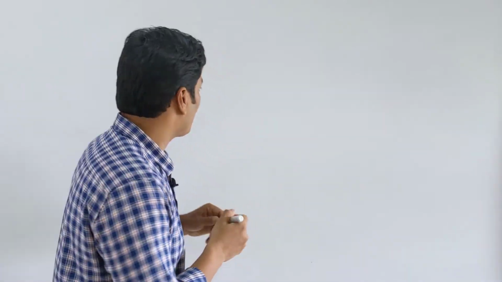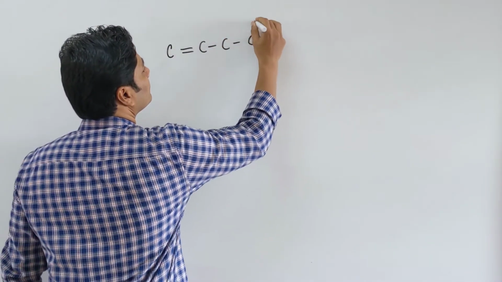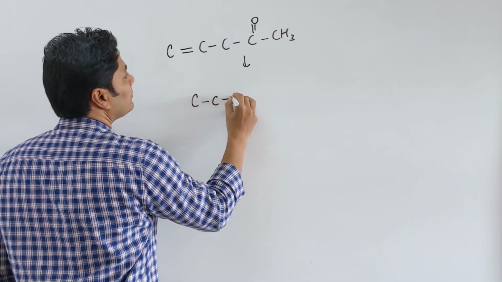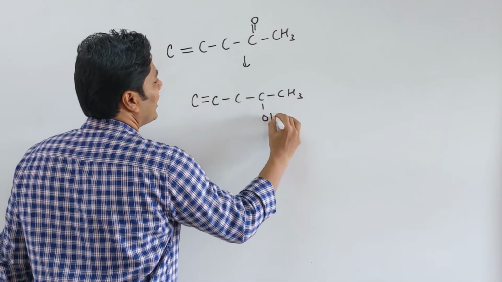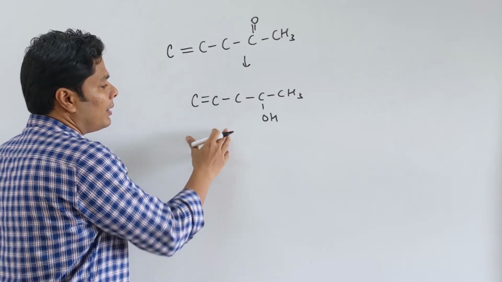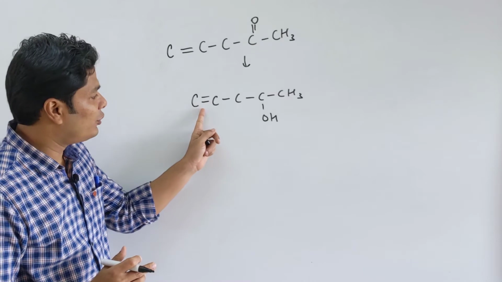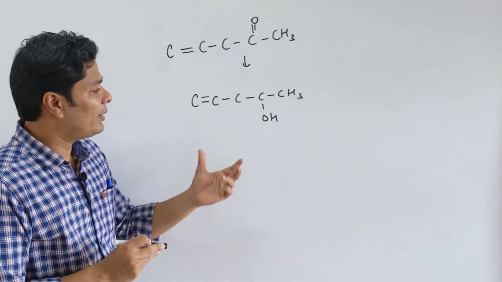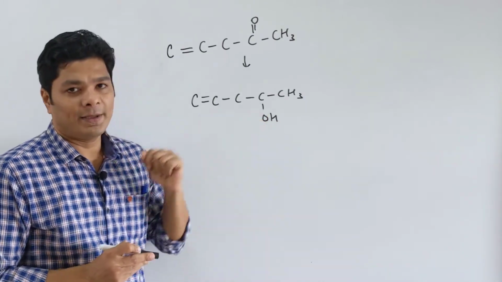For example, suppose we have this, and I want to convert this to the corresponding alcohol. I cannot use nickel, palladium or platinum because this double bond will also be affected. So we cannot use that. In that case, I can use sodium borohydride. So these are things where you cannot memorize it, you can only do problems and start understanding them.